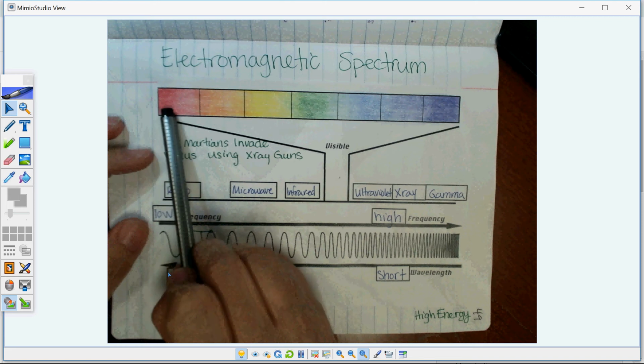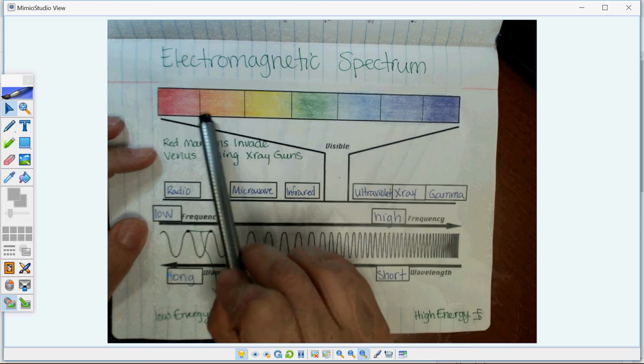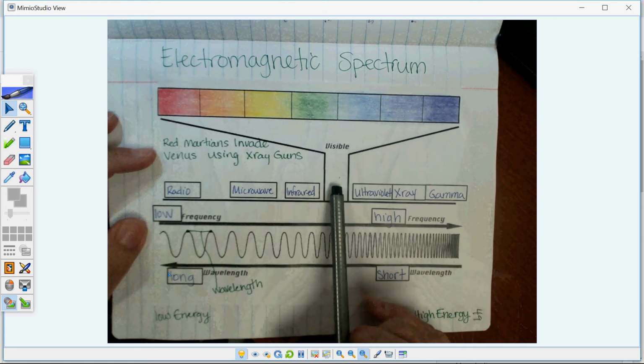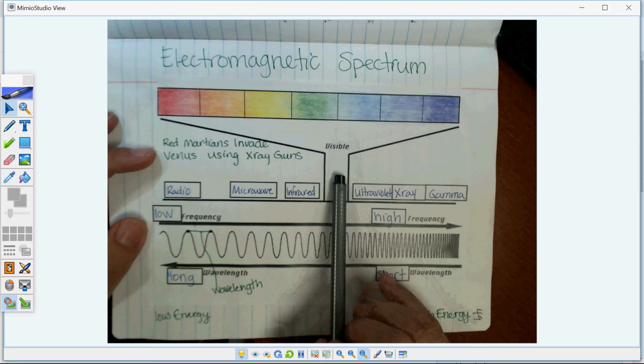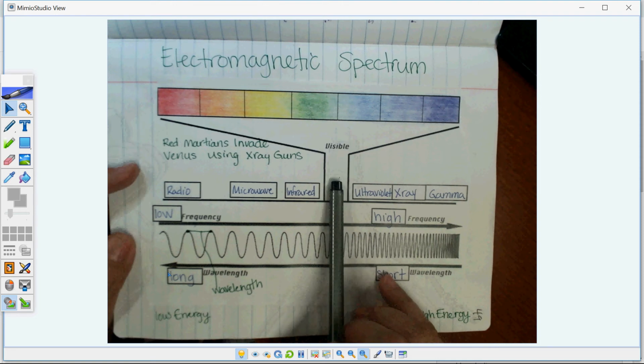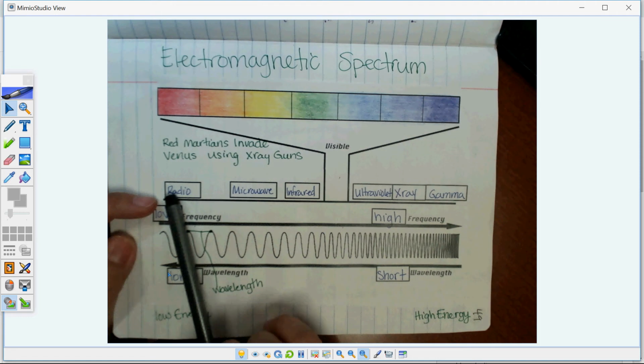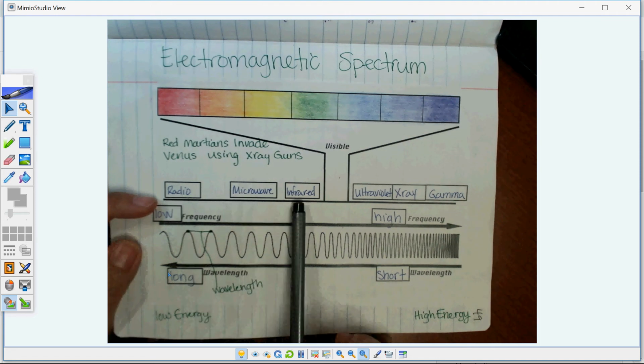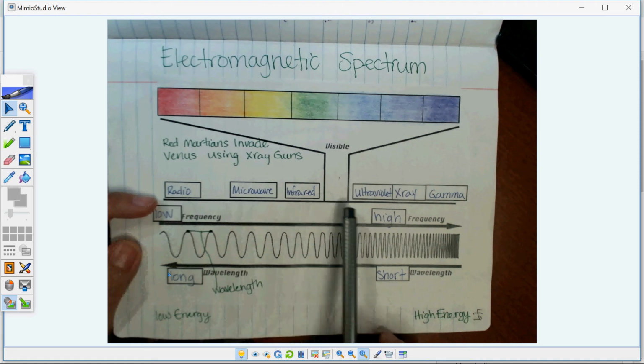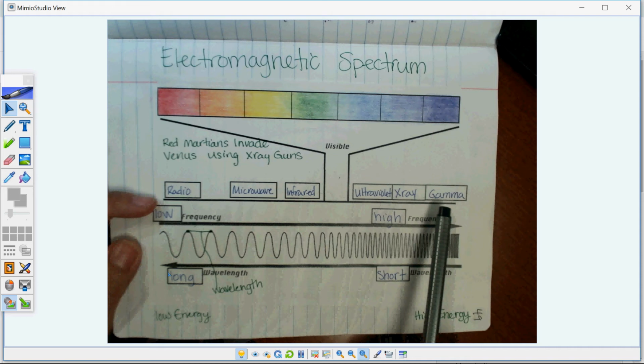So this is ROY G. BIV, the colors of the rainbow. That is the only portion that we can actually see, the visible range of the electromagnetic spectrum. There are different kinds of radiation, going from radio, microwave, infrared. Then we have our visible area, ultraviolet, X-ray, gamma.